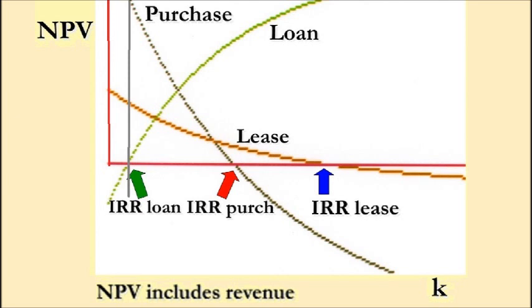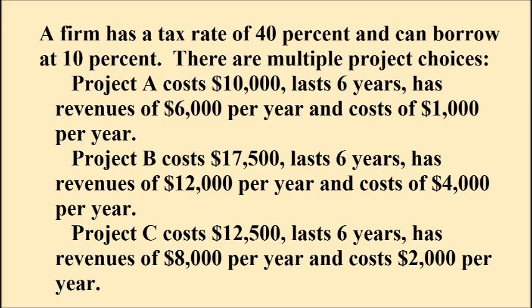But that's later. A very different kind of project selection process occurs when you have to choose among multiple projects. Maybe you can do multiples of them, or maybe they're mutually exclusive. You have to choose one. Let's look at an example. You have a tax rate of 40%, and you can borrow at 10%. I guess that means our after-tax cost of capital is 6%.